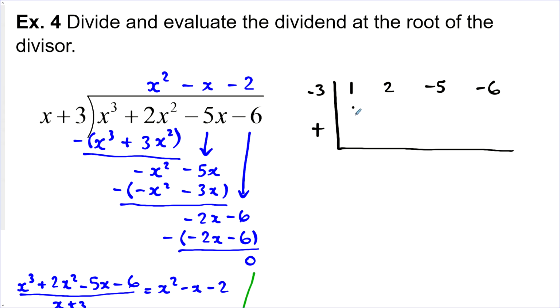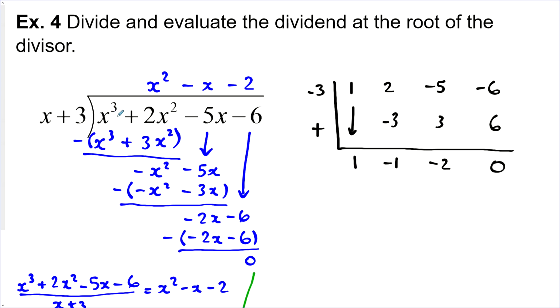Then first step, bring down that 1 and multiply. Put it here. And then add. And then multiply. And then add. And then multiply. And then add. And we're done. And it was a lot quicker than this. And now we can read our answer off here.